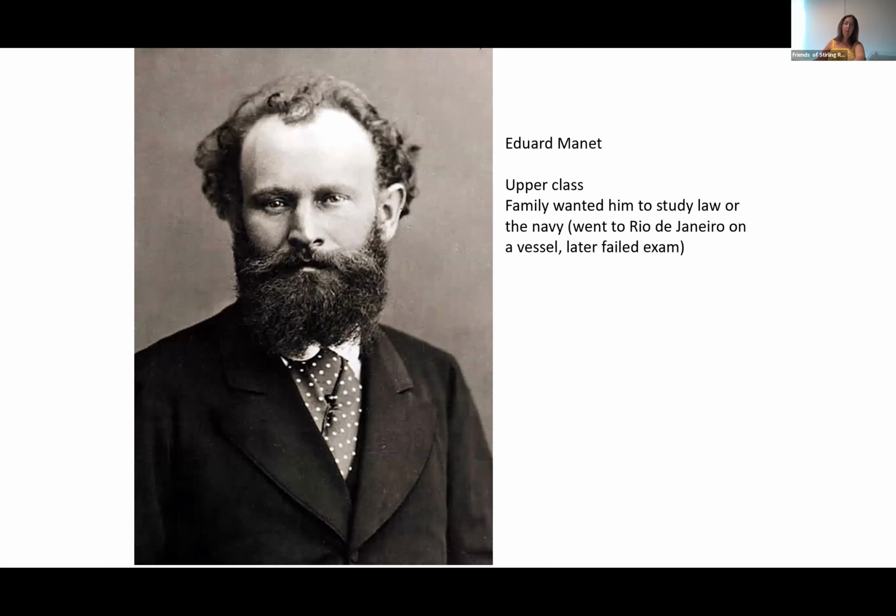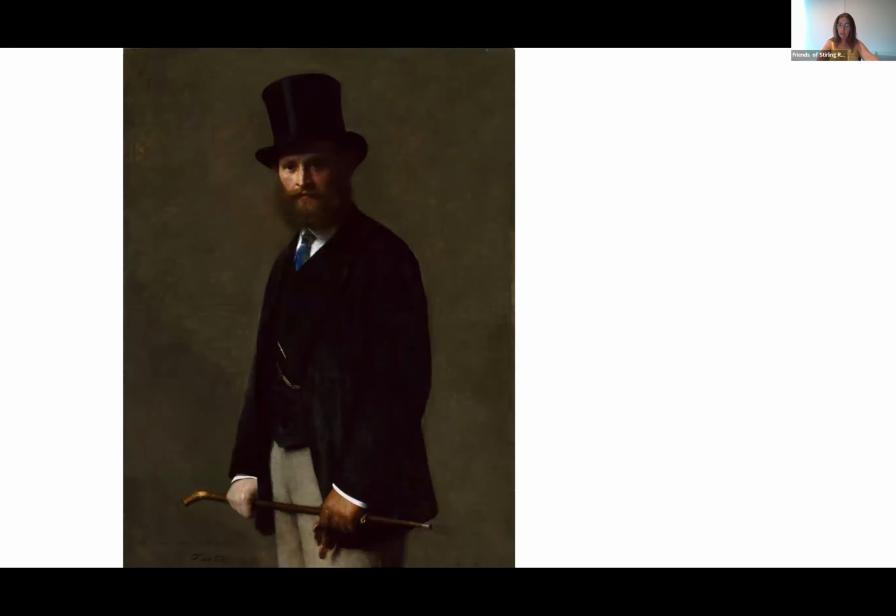Edouard Manet, for example, was from the upper class. His family actually wanted him to study law, and he went to Rio de Janeiro because he wanted to be in the Navy, and he failed the exam. He couldn't do it. He finally is going to become an artist, and that is how we know him.